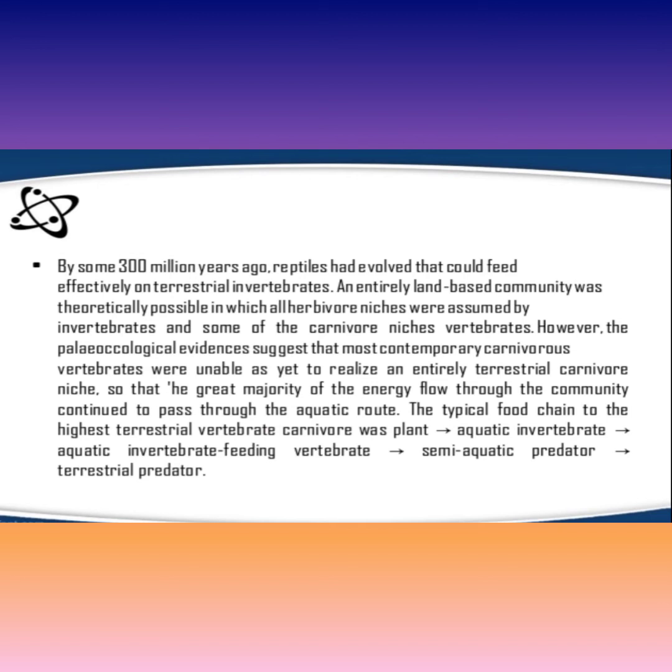By some 300 million years ago, reptiles had evolved that could feed effectively on terrestrial invertebrates. An entirely land-based community was theoretically possible, in which all herbivore niches were assumed by invertebrates and some carnivorous niches by vertebrates. However, the paleoecological evidence suggests that most contemporary carnivorous vertebrates were unable to yet realize entirely terrestrial carnivorous niches, so that the great majority of energy flow through a community continued to pass through aquatic routes, typically a food chain to the highest terrestrial vertebrate.